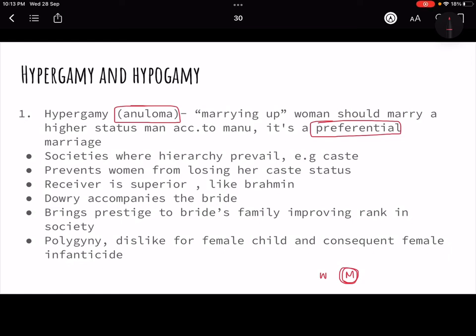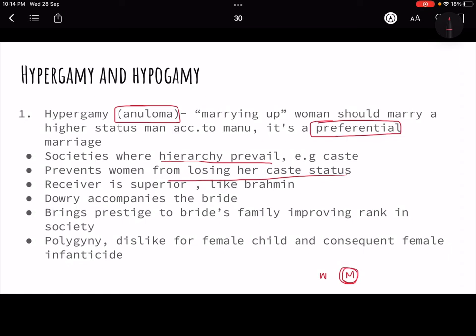This kind of marriage arrangement will prevail in societies which have hierarchies, like the caste system. Any society which is divided into hierarchies will have this kind of system. Then it prevents the woman from losing her caste status. Obviously if the woman marries up in the caste or any group that has higher social status, she will not lose her caste status, rather it will be improved.